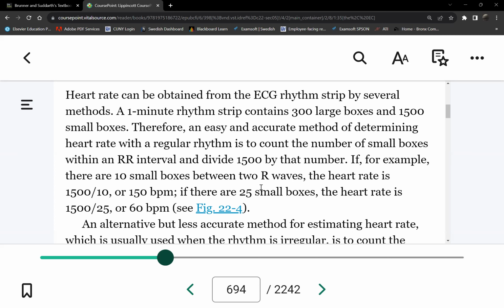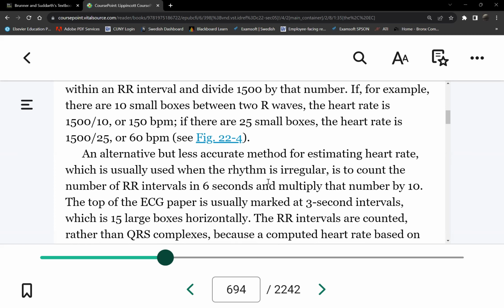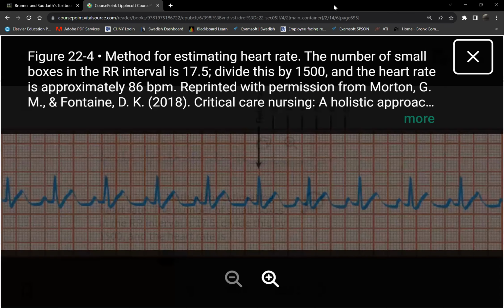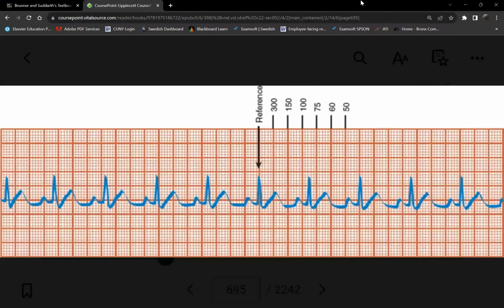All right, so let's use that method. Let's try this one. Each big box is how many seconds? If one small box is 0.04 seconds times 5, how many seconds is one big box? 0.2, right? 0.2 seconds. Okay.